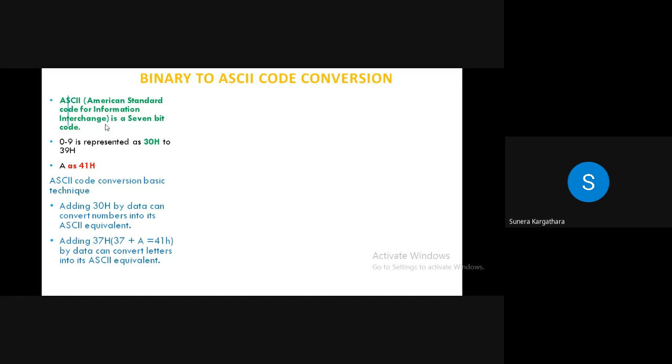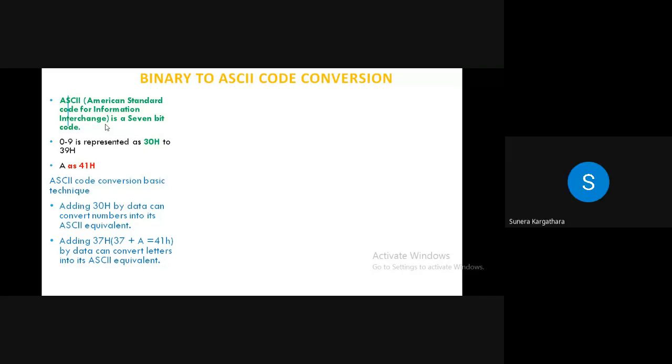Now if I say I'm having a number 0 to 9, then its ASCII is the number plus 30. If my number is 0, the equivalent ASCII is 30. If my number is 5, the equivalent ASCII is 35. If my number is 7, the equivalent ASCII code is 37. Am I communicating, Sahil? Yes, ma'am.